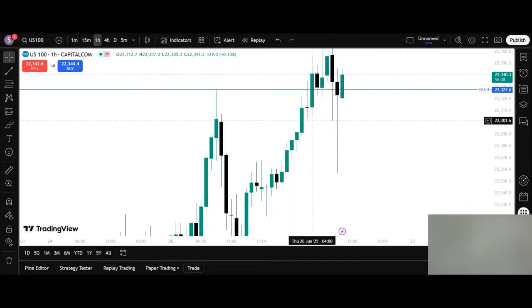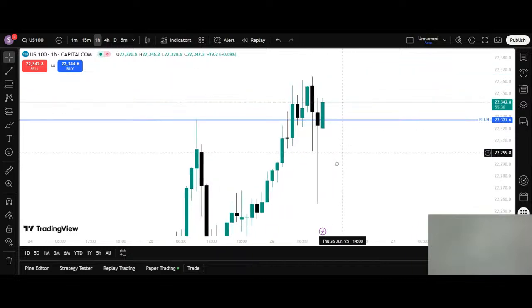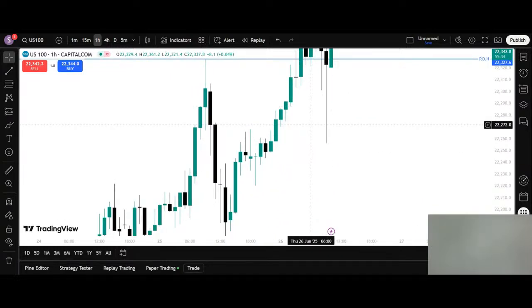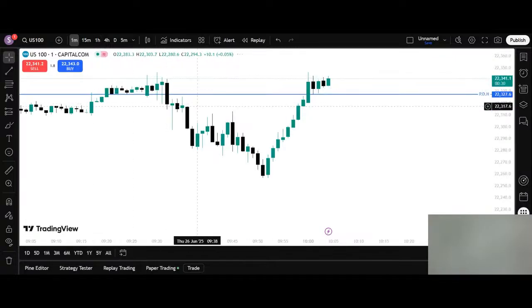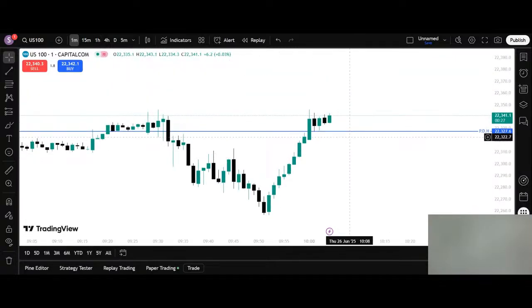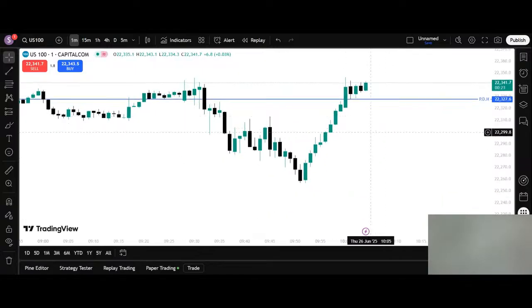It tapped into all these FVGs and pumped. I thought it's gonna close bearish and then it's gonna crash. It's okay. Today's lesson was a big one: always wait. Don't be in a rush.